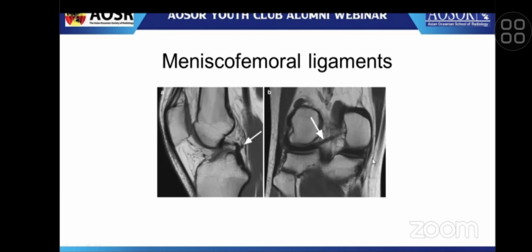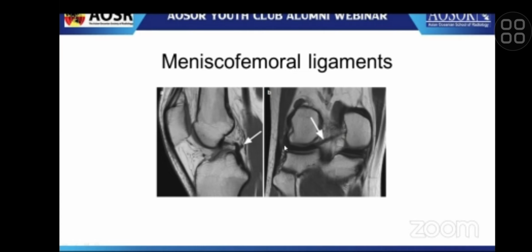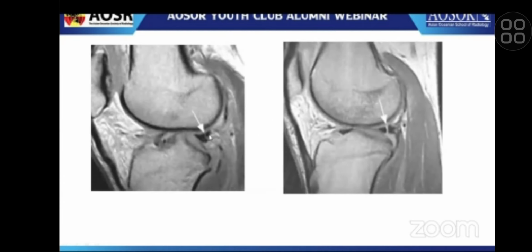We have 2 meniscofemoral ligaments, anterior and posterior, or Humphrey and Wrisberg. Here you can see the Wrisberg ligament, or posterior meniscofemoral ligament. It attaches to the posterior horn of the lateral meniscus and the lateral aspect of the medial femoral condyle. And it goes through the posterior part of the posterior cruciate ligament. And here the Wrisberg ligament can attach to the posterior horn of the lateral meniscus.